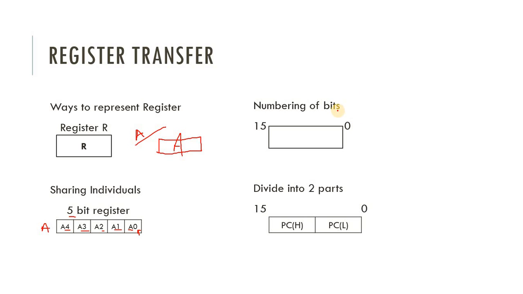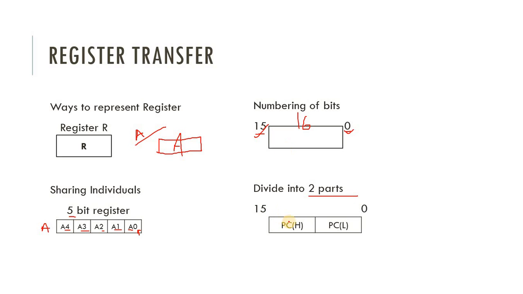The third way is numbering of bits. We draw one block and write the first and the last index value. By showing this, we can say that this is a 16-bit register, because the first value is 0 and the last is n-1, meaning 16 minus 1 equals 15. So it is capable of storing 16 bits. This is another way, and the last way is dividing into two parts.